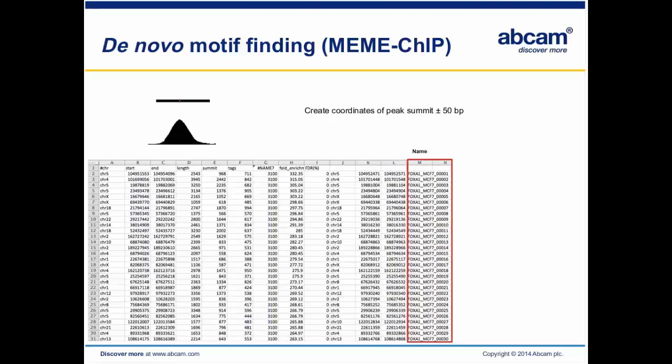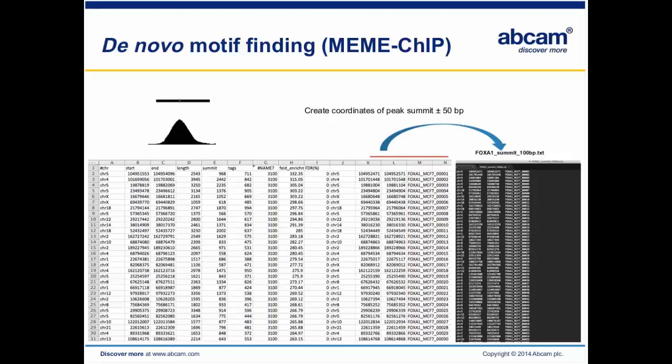In the fourth column, give a unique name for each individual region like this, and you can do this very easily using Excel. Now, save these 4 new columns as a tab delimited text file. Let's call it FOXA1 summit 100bp.txt. For simplicity, I will only choose the top 1,000 regions for motif discovery in the webinar.